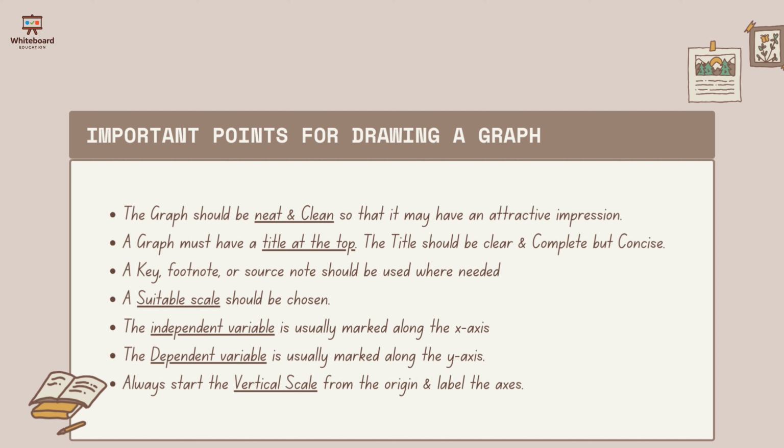5. The independent variable is usually marked along the x-axis. Number 6. The dependent variable is usually marked along the y-axis. And remember, always start the vertical scale from the origin or label the axis. Okay, that's all the background information. Here comes the detailed lesson about types of graphs.